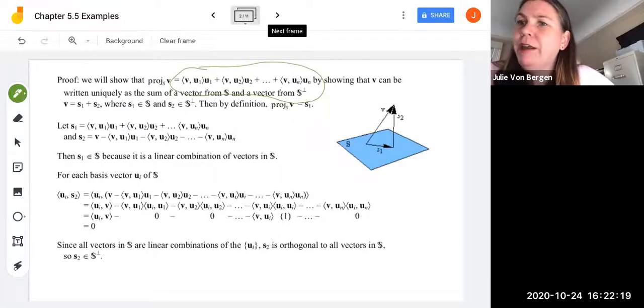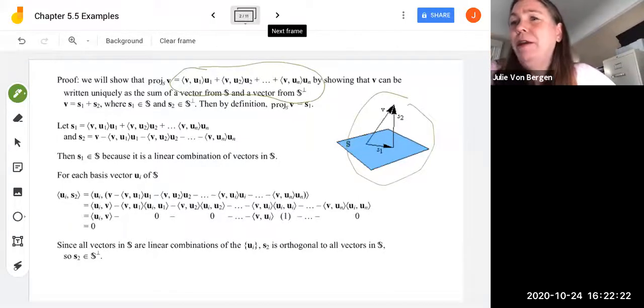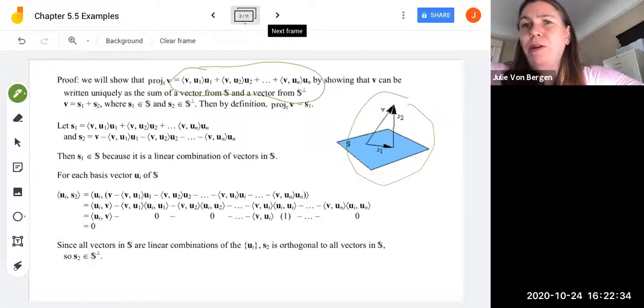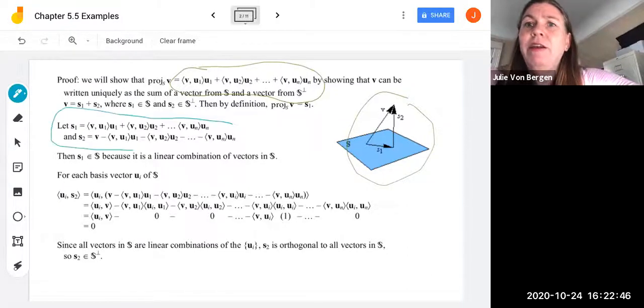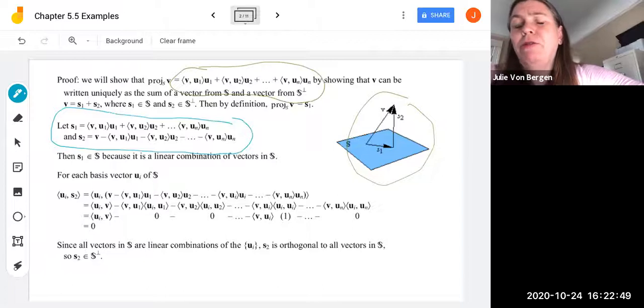And so over here, we've got a diagram showing that v can be a combination of s1 and s2. So we're going to let s1 be the inner product of v with u1 multiplied by u1, the inner product of v with u2 multiplied by u2, through the inner product of v with un multiplied by un. And we're going to let s2 be v minus the inner product of v with u1 multiplied by u1, minus the inner product of v with u2 multiplied by u2, all the way through the inner product of v with un multiplied by un. Then s1 is in S because it's a linear combination of vectors in S.